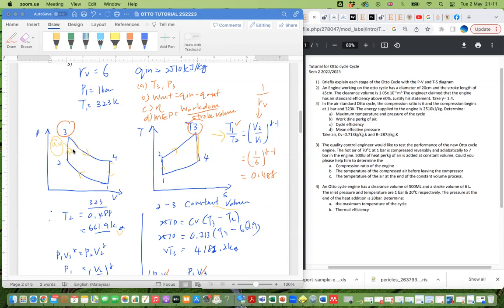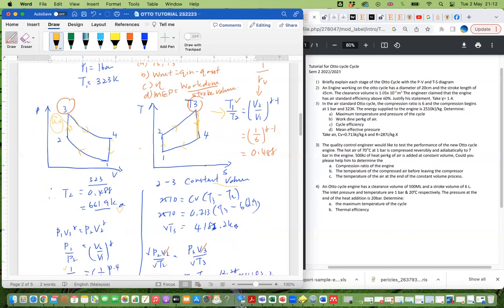3 to 4 is isentropic expansion. Isentropic expansion has no q in, no entropy change. So you have the vertical line going down from V3 to V4. Can you see that? Here. And then cooling at constant volume, back to the original place, right? And therefore you have this PV and TS diagram.